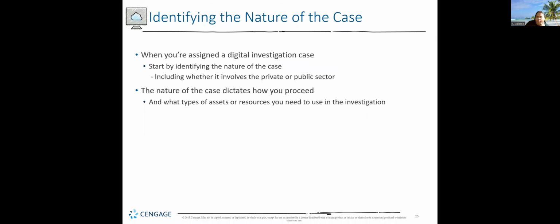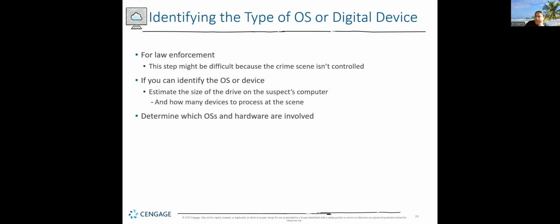So we talked about the nature of the case dictating how you'll proceed. Going on to the next slide here. This is what I was referring to when I meant public sector, law enforcement. The type of OS or digital device. For law enforcement, this step might be difficult because the crime scene isn't controlled. Crime scenes are chaotic, believe it or not. They're not exactly neat affairs.